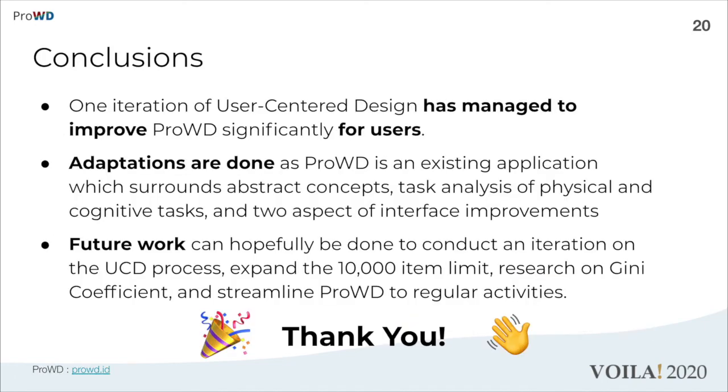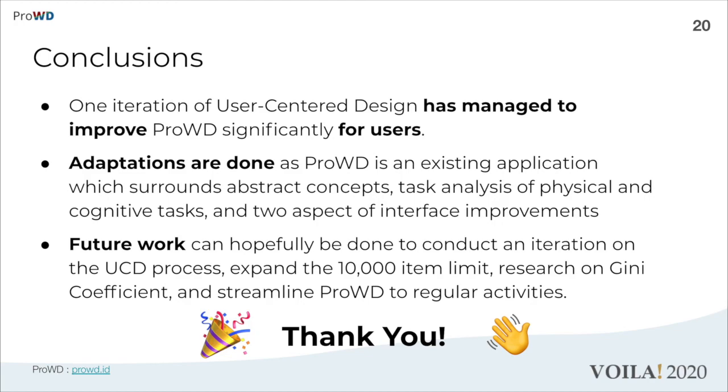To conclude, this research shows that one iteration of UCD has managed to improve Proud for users, hence reaching the goal established earlier. Several adaptations were made in this research specifically for a knowledge graph application such as Proud: because it surrounds an abstract concept, we have to do all of these adaptations. A task analysis is done for both physical and cognitive tasks, and the interface improvements are done in those two kinds of aspects. In future work, hopefully we can conduct more iterations of UCD to further improve Proud.